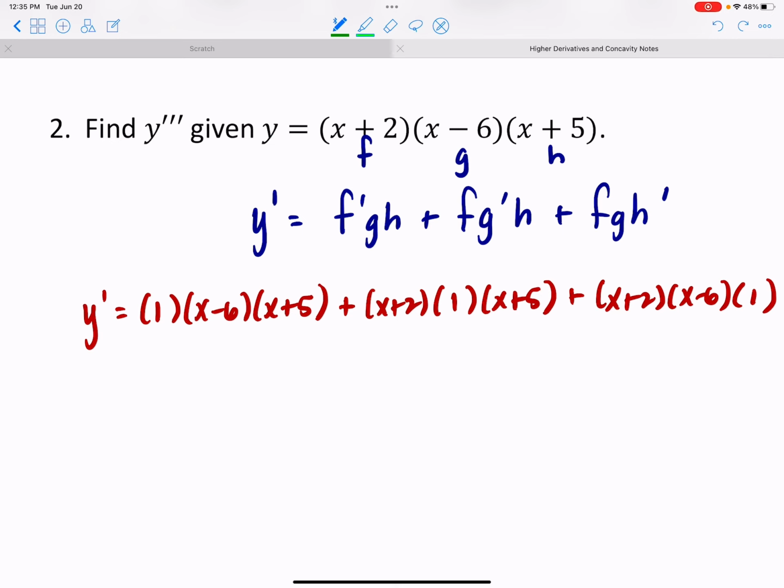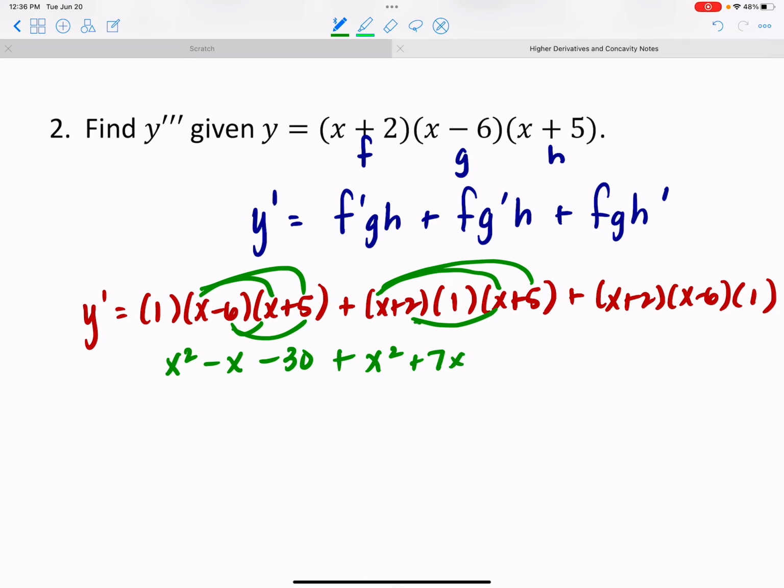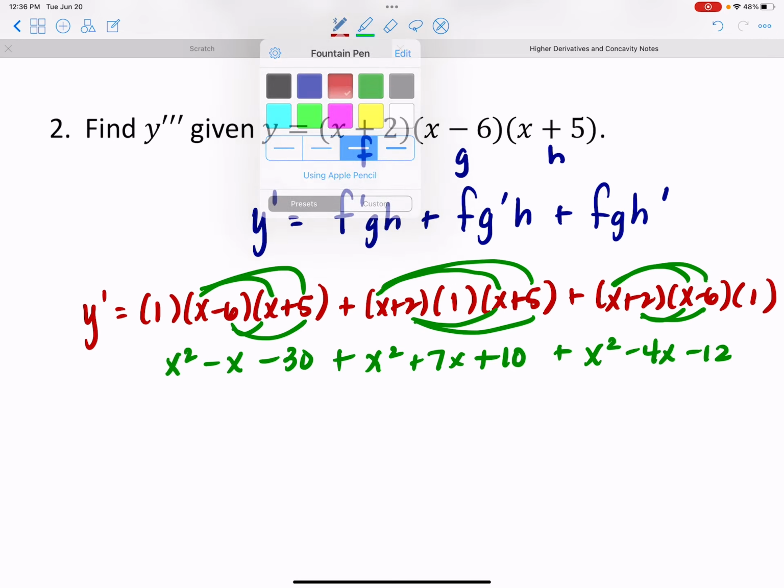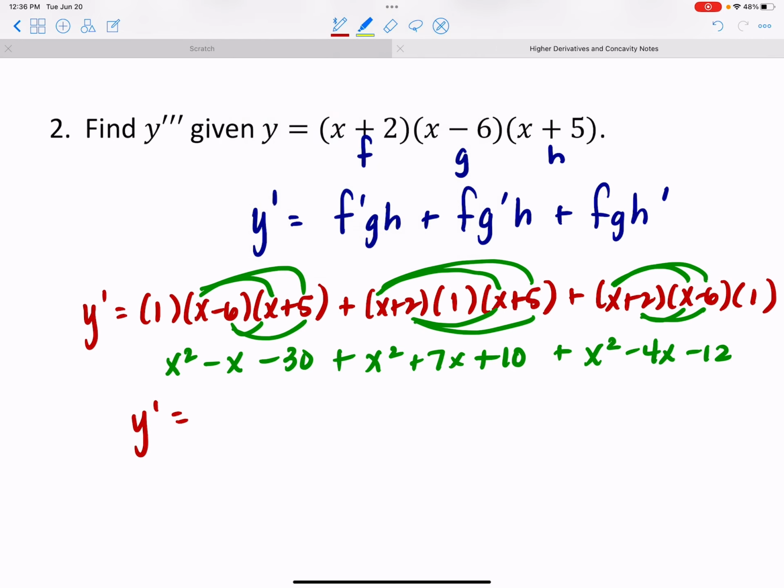So here, I'm going to have an x squared, 5x and negative 1x, and negative 6x makes negative 1x, and then I have a minus 30 plus an x squared, 5x and 2x makes 7x, and then 2 and 5 makes 10, and then another x squared, negative 6 and positive 2 makes negative 4x, and then a minus 12. So our first derivative ends up being an x squared, and x squared makes 3x squared, negative x, positive 7x, that's 6, and then 6 minus 4 makes 2 x's, and then finally here, negative 30, positive 10 is negative 20 and negative 12 makes negative 32 for our constant.